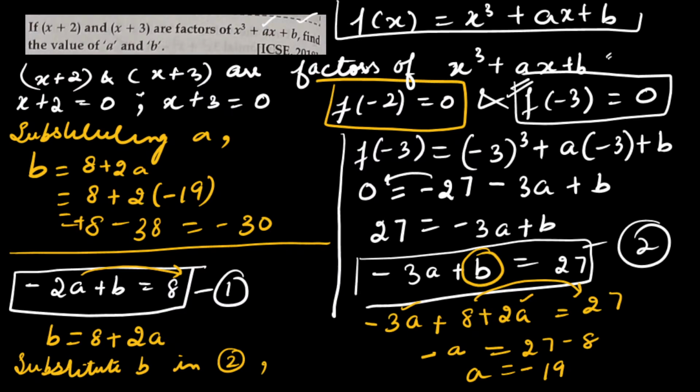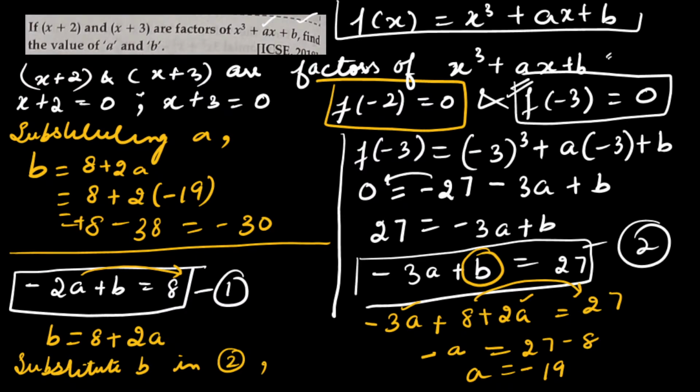20, see, 27. When we shifted to the other side, it became positive 27. If you are getting a different answer, just check your equation. What is the first equation you are getting? See, the first equation is minus 2a plus b is equal to 8. 2a plus 8 is equal to minus 27.